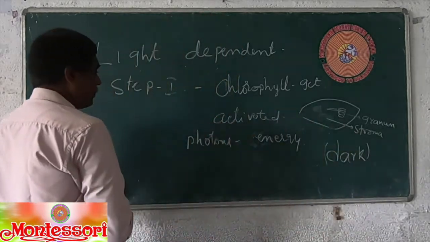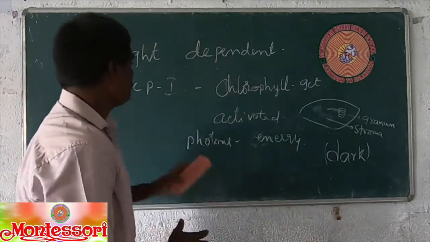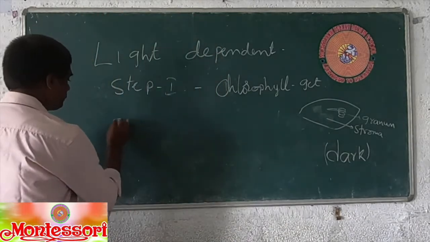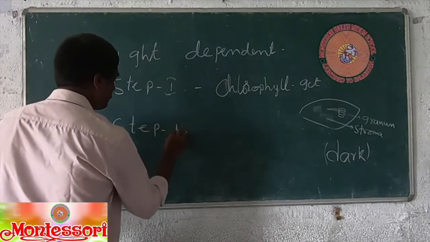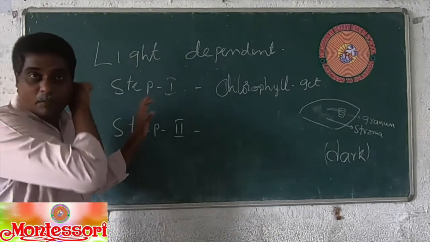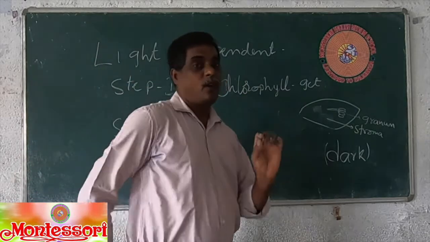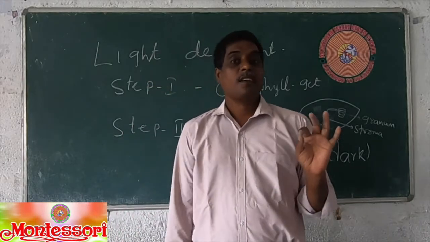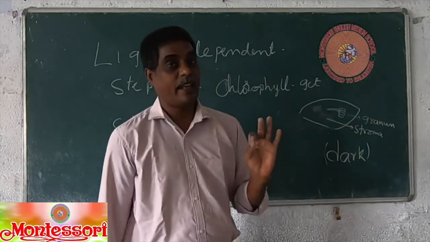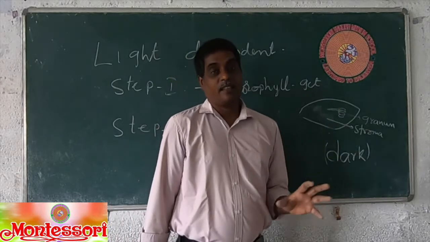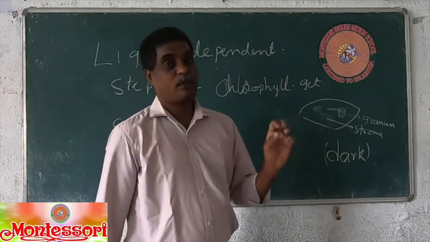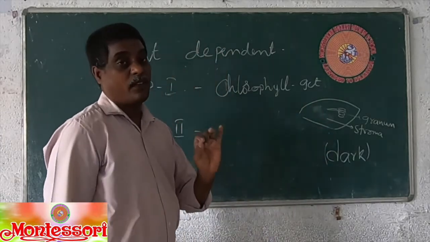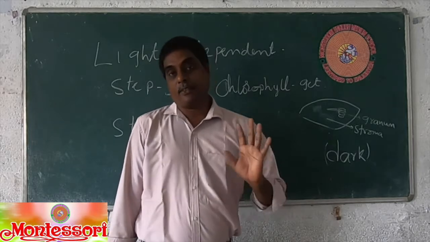So in step 2, what will happen in step 1? Simply one word: chlorophyll gets activated. How is it getting activated? By taking energy, using photons, the smallest particles of energy. So the first step you can simply remember as chlorophyll gets activated.